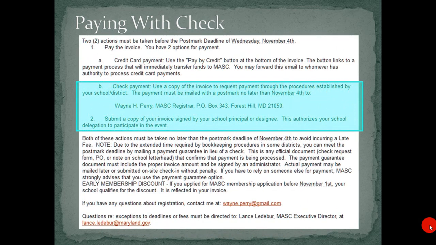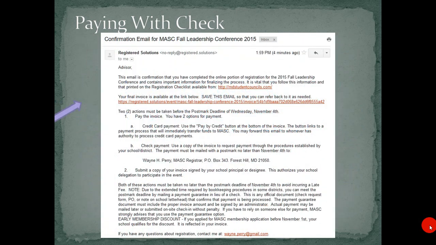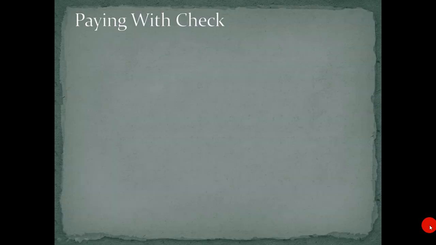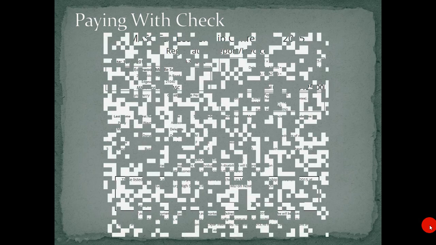I must do two things before the postmark deadline: pay the invoiced amount and submit to MASC a copy of the invoice signed by my principal or designee. Now let's click on that link. Remember, these are the instructions if you are paying by check. Paying with a credit card is a similar process with only a couple of differences that will be explained shortly.